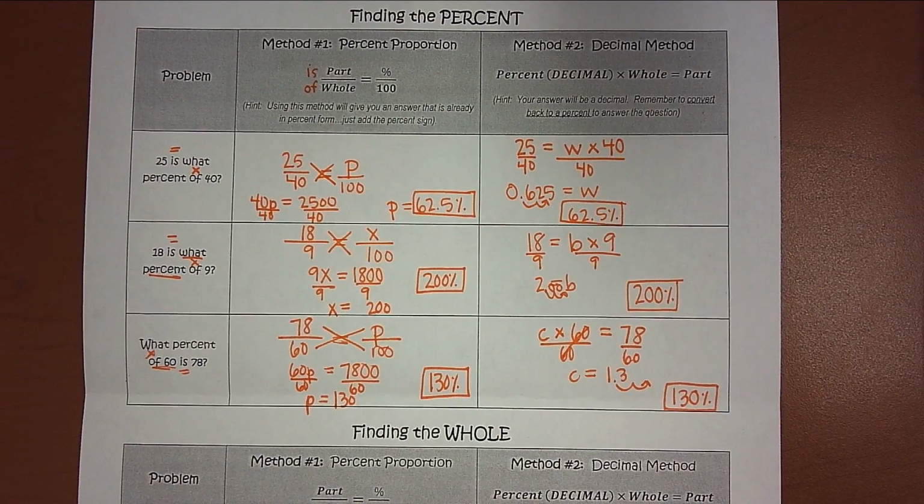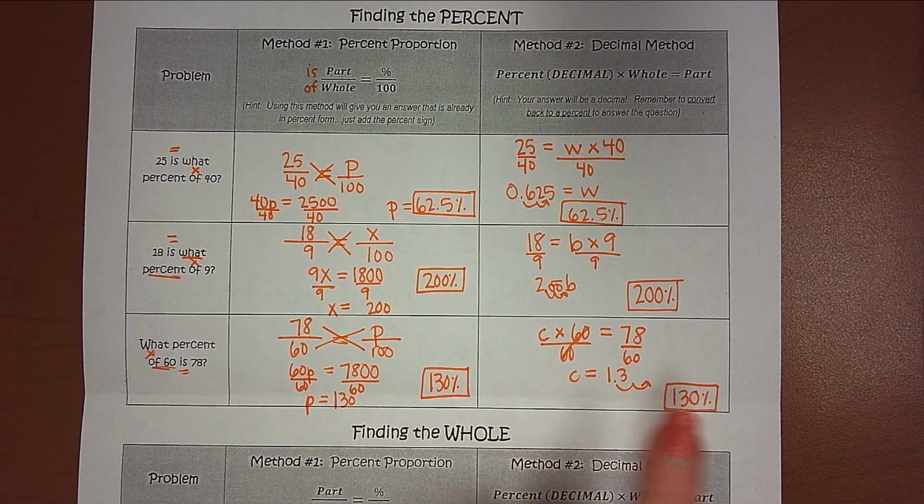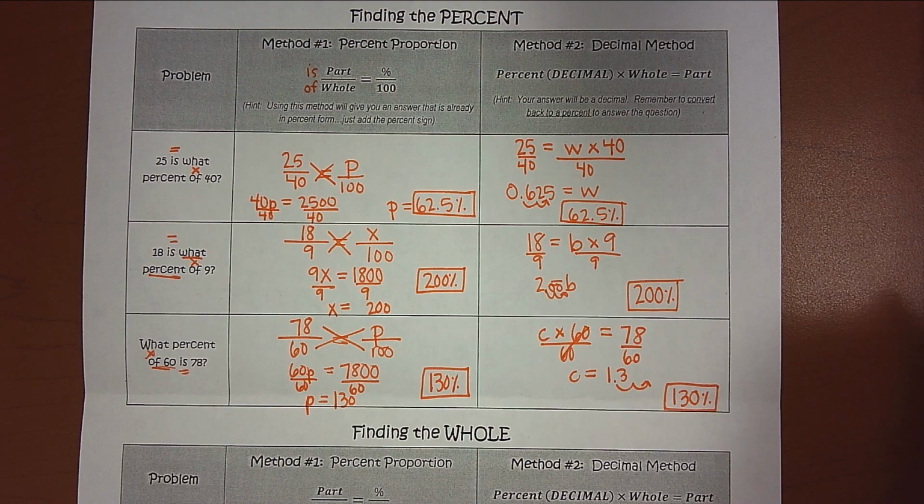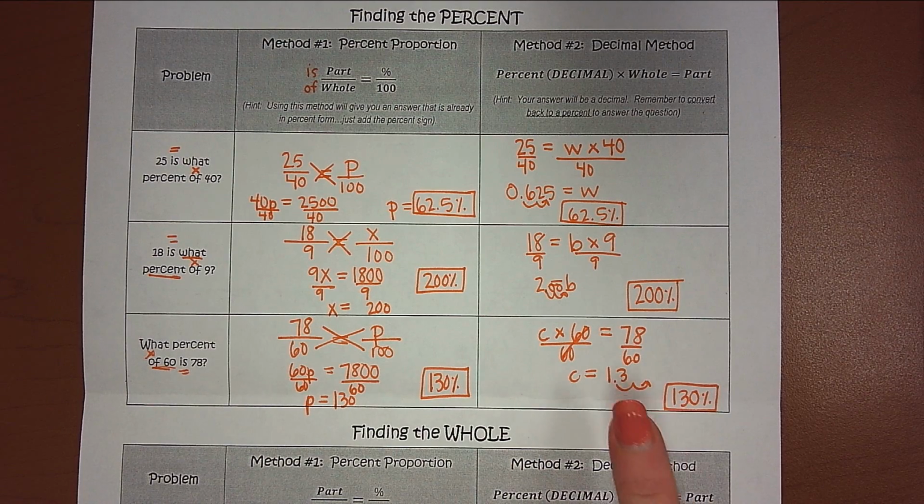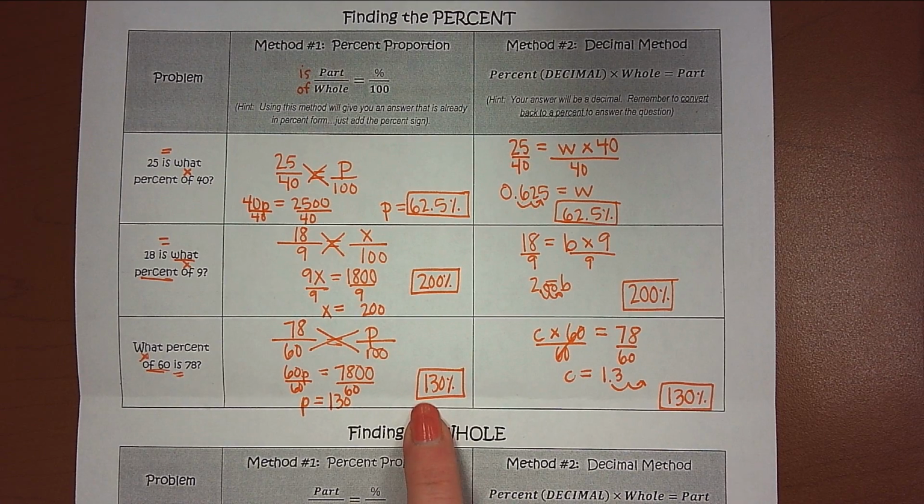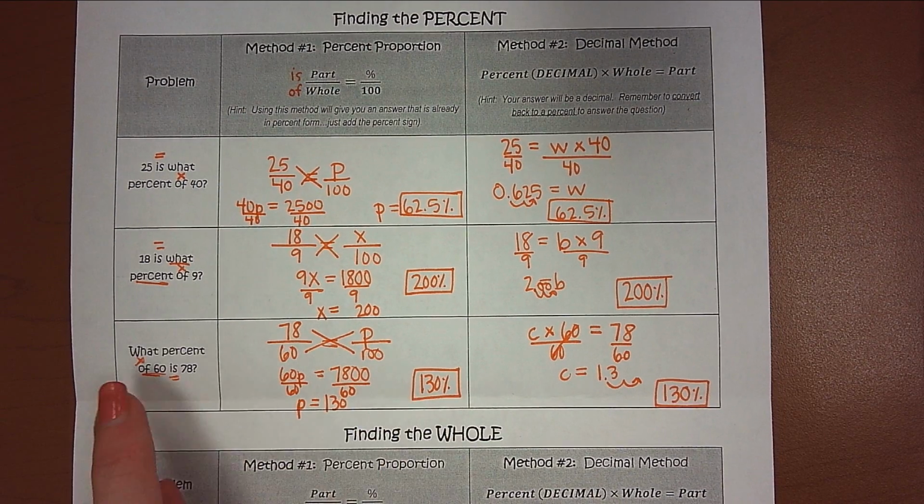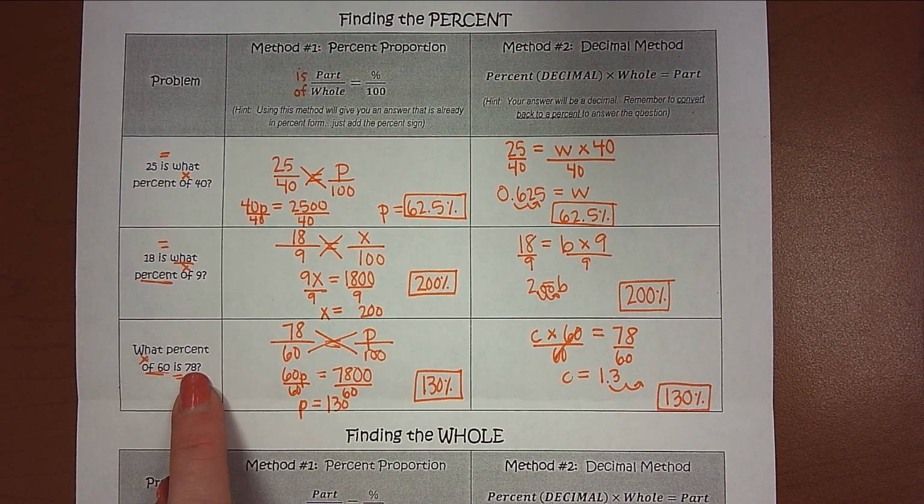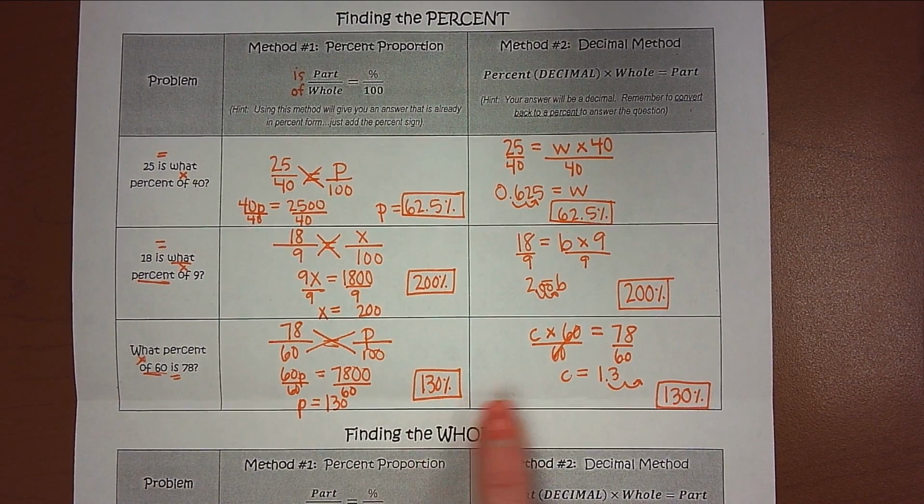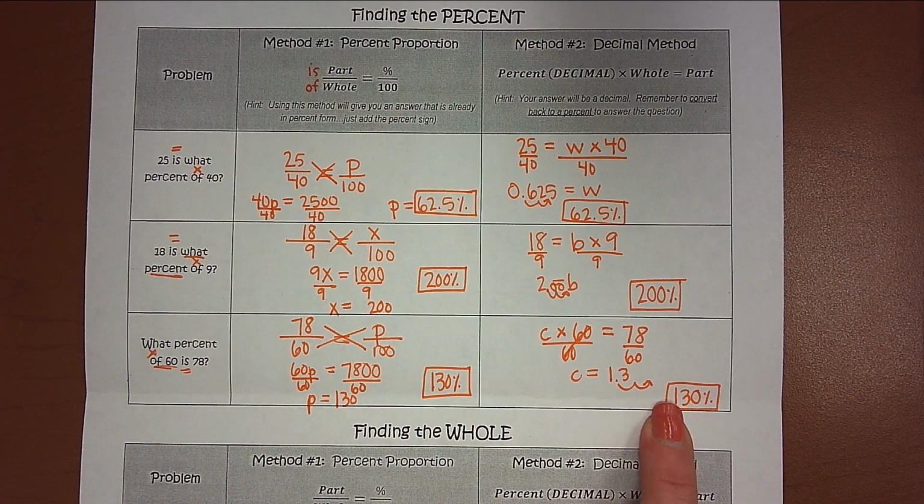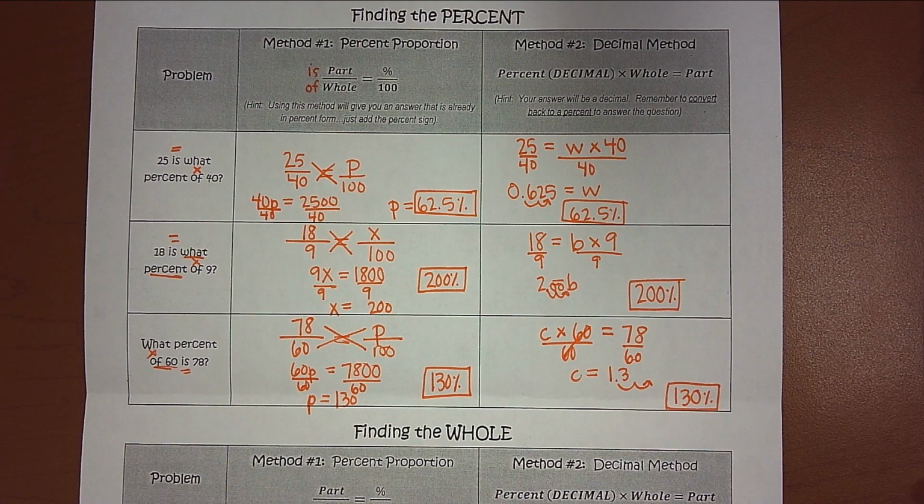So you can see again that we got the same answer using both methods. It just ends up becoming which one you prefer to use. I do want to point out at the end, I always want to ask, does my answer make sense? In this case, what percent of 60 is 78? 78 is more than 60, so my percentage should be more than 100, and it is. So my answer seems reasonable and makes sense.